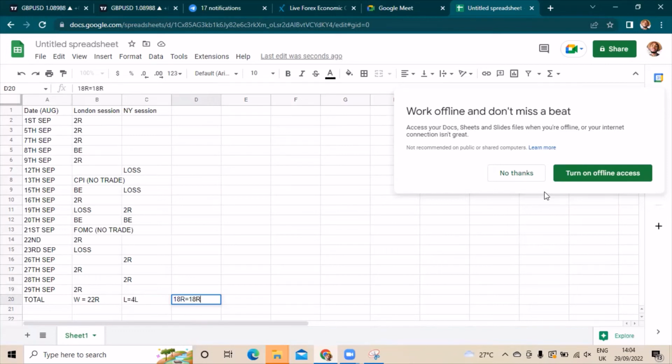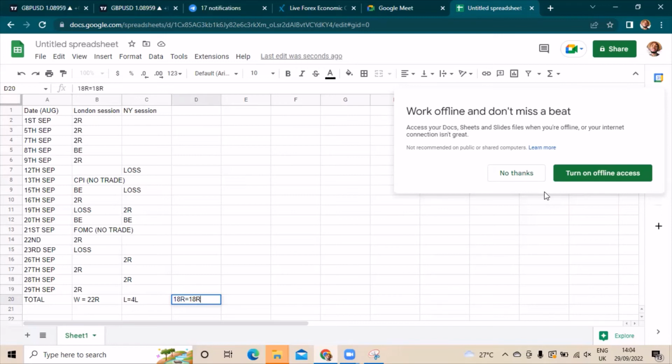Comfortable to pass 2 challenges in just 1 month, meaning you can pass both evaluation and verification of the challenge, phase 1 and 2, in just 1 month trading my strategy.